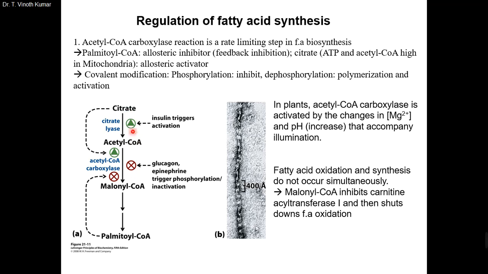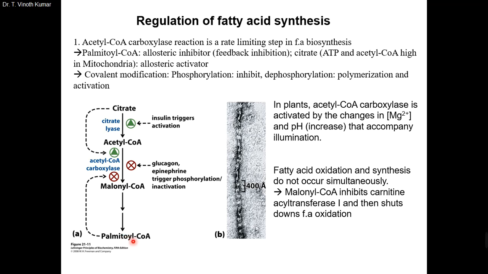So this is the pathway, that is citrate to acetyl coenzyme A, and acetyl coenzyme A to malonyl coenzyme A by the enzyme acetyl CoA carboxylase, and malonyl coenzyme A through subsequent steps to form palmitoyl CoA. You can see here that we can take the end product. The end product is palmitoyl CoA, that means a C16 fatty acid, and this fatty acid is the first product of fatty acid synthase.